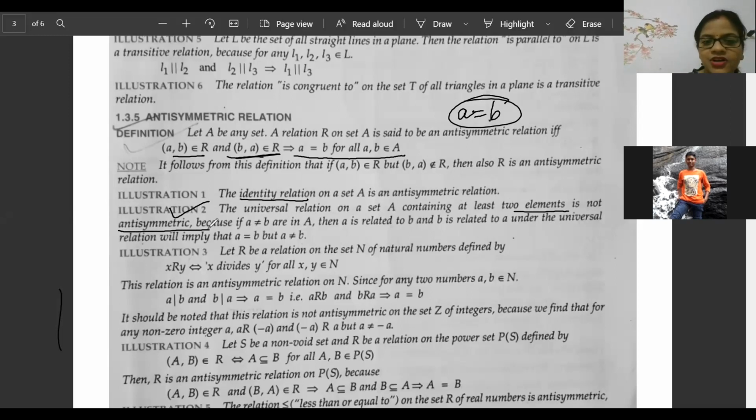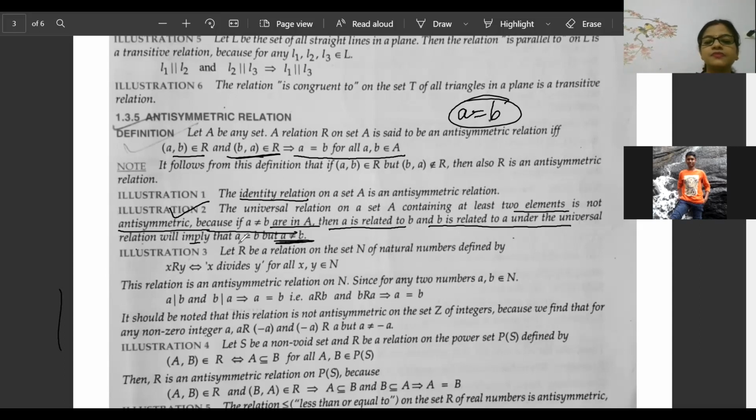I changed my words because of this statement only. Okay, why is it not universal? Why will it not be universal? Because there is a very important condition: if A is not equal to B, R in A, then A is related to B, B is related to A, but under that condition, A will not be equal to B. Then it will not be universal.